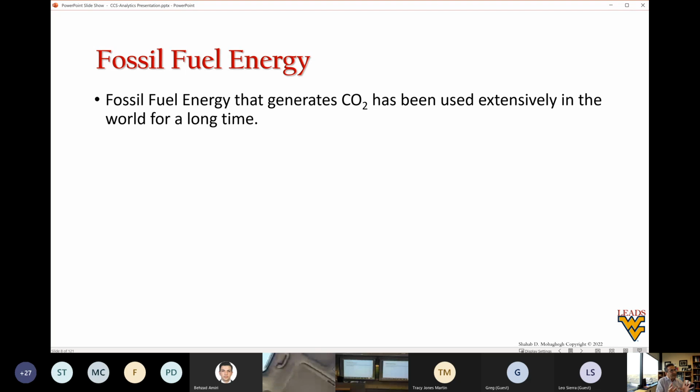So that's a very simple and very short idea about what happens when you do CO2 injection and storage. But let's talk about one more thing before we start the CCS analytics, and that is, why do we need to do CO2 storage?